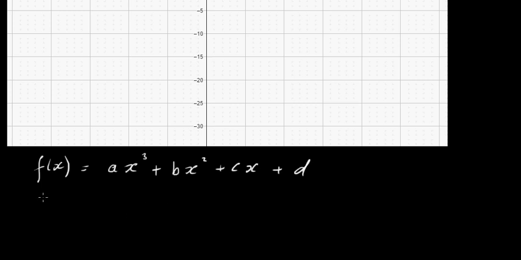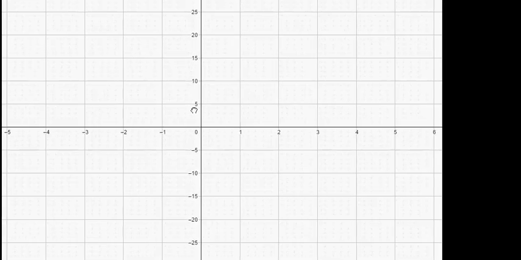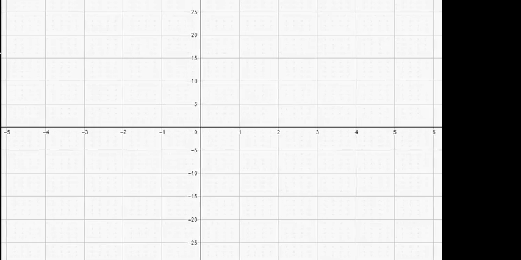Now your basic cubic function is just, we'll call it f of x again, it's just x cubed. So in other words, b would be 0, c would be 0, d would be 0, and a here would be 1. So this is your x cubed function. I'm just going to sketch that first up here. So let's have a go at that.